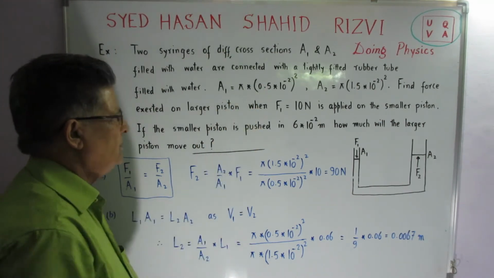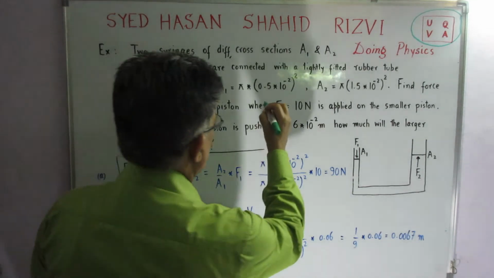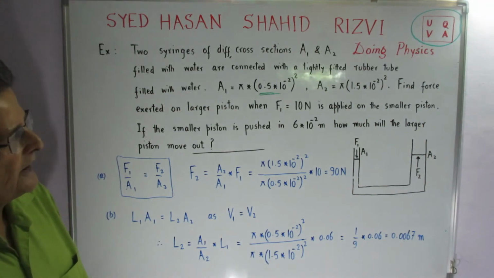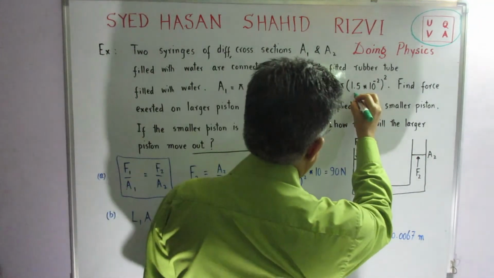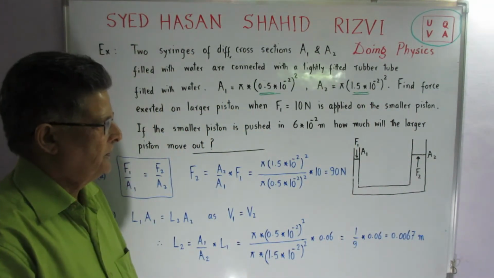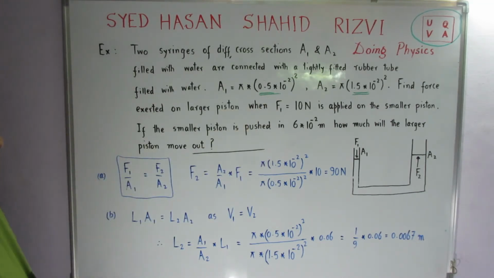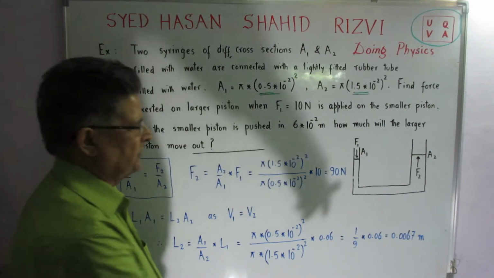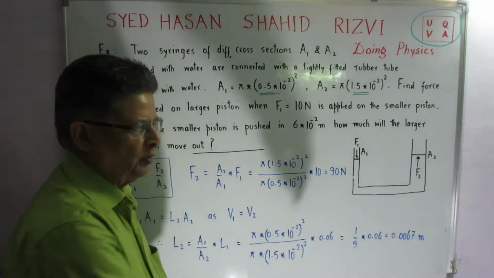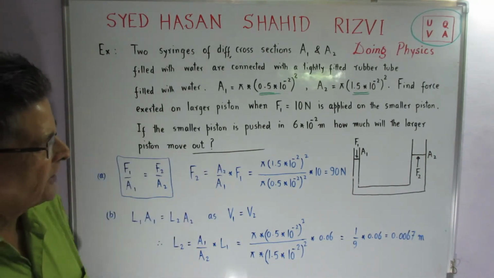A1 is equal to pi r squared. That means that the radius is 0.5 centimeters and for A2, the radius is, I'm sorry, 1.5 centimeters. So that we can find out areas A1 and A2. Find the force exerted on the larger piston, this F2, if F1 is equal to 10 newtons, which can be obtained by putting a weight of 1 kilogram.